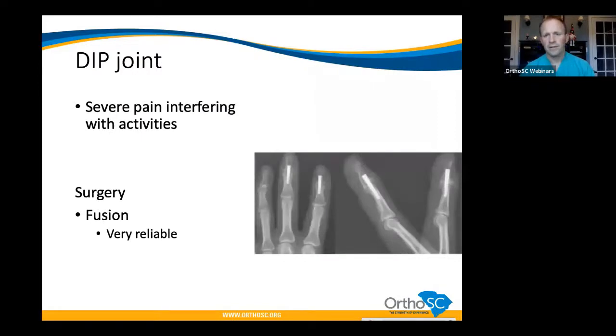So for arthritis in the tip joint of the finger, this is called the DIP joint. If that starts to interfere with your activities, then doing a fusion and putting a screw across the joint will help to decrease the pain. You're not able to bend the tip of your finger after that, but you can still make a fist with your fingers kind of straight down into your palm. And so usually that doesn't cause any real limitations with your activities or use of your hand, and you can still pinch and still do what you need to do.